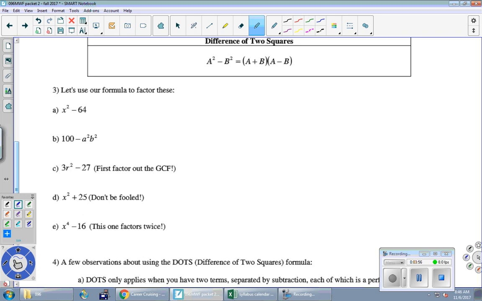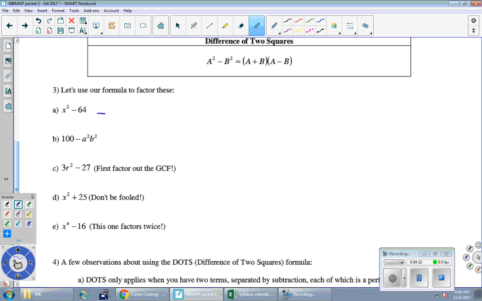X squared minus 64. So here's our question. Here's our process to decide if we can use our new formula that's in the box. Are there two terms? Yes, x squared and 64. Is it a difference, like a subtraction? Yes, it is. Are both of the terms perfect squares? X squared and 64. Are they both perfect squares? Yes. If the answer to all three of those questions is yes, we get to use our difference of two squares formula. In fact, that is the list of 3 questions. Is it a difference? Is it two terms? Is it perfect squares? Those are the questions.